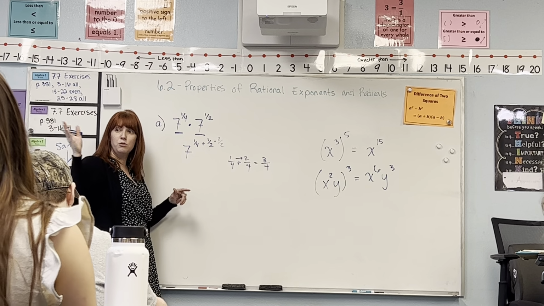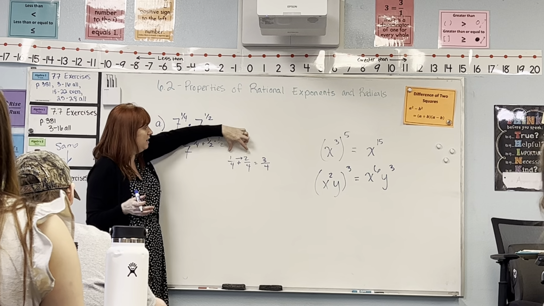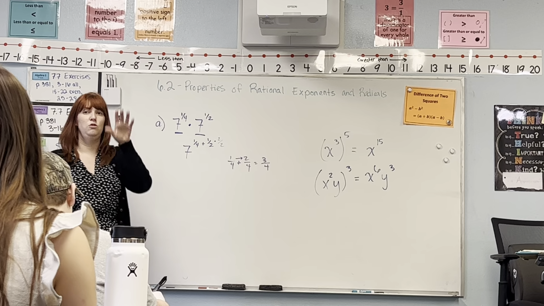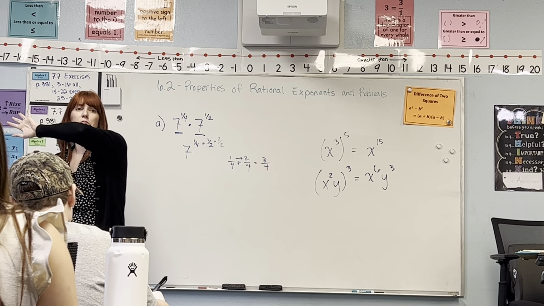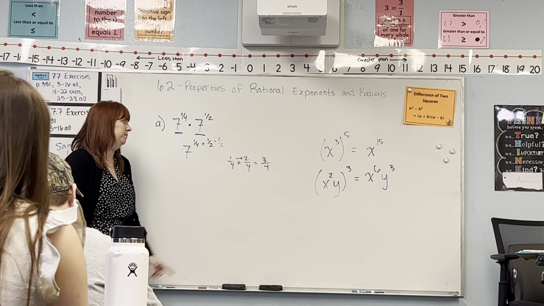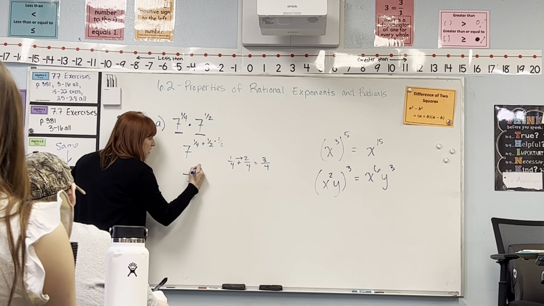So with adding and subtracting fractions, you only combine the top. You don't change the bottom. When you're multiplying, multiplying is the easiest because you just multiply everything straight across. You don't have to change anything or mess with anything. Okay, so this is now 7 to the 3/4.